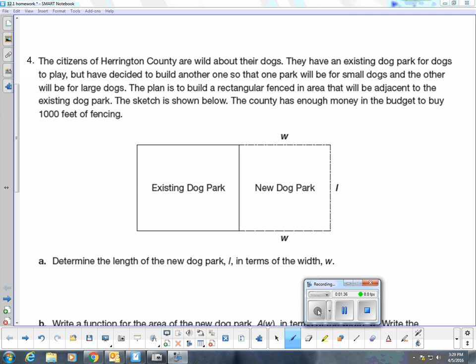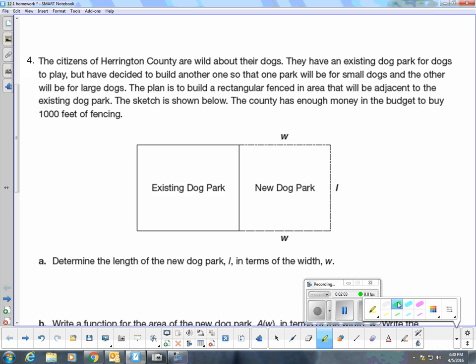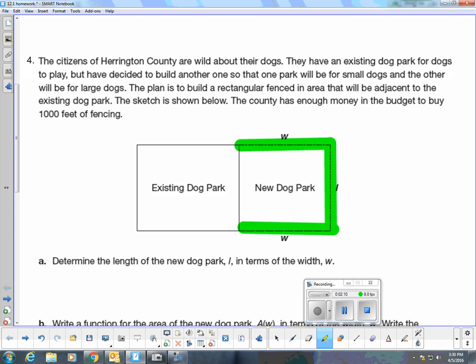In number 4, I would like you to read this problem, and I'm going to pause for just a minute and let you read through the problem, and then we'll talk about what this situation is asking us to find. So in this scenario, I'm going to place a fence around 3 sides of the new dog park. We're going to fence this side, second side, and this third side.